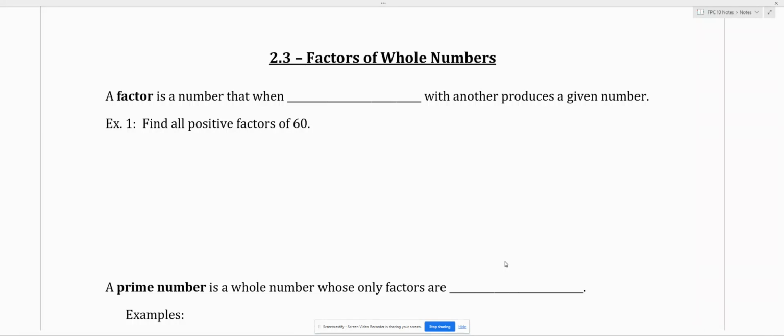Mr. Tronis here. We're going to do 2.3 here, factors of whole numbers. We're going to learn how to break numbers apart using a lot of skills we already have. So let's dive into it. What the heck is a factor?